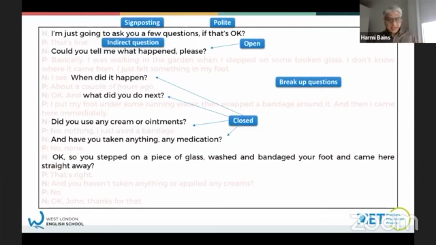Something else I'm just going to highlight here. The nurse asked her questions, the patient gave answers. And then the nurse basically said this sentence. Okay, so you stepped on a piece of glass, washed and bandaged your foot and came here straight away. What the nurse was doing here was actually paraphrasing. And sometimes this is a useful thing to do. You want to be clear in your head that you've understood the patient. The patient has given you some information and you need to be clear that you've understood them correctly. So it's really nice to paraphrase back to the patient so you can be clear that you have understood them correctly. It's also nice for the patient because the patient understands that you have been listening to them and that you understand them. So sometimes when it is important information, it's really worth paraphrasing back to the patient.